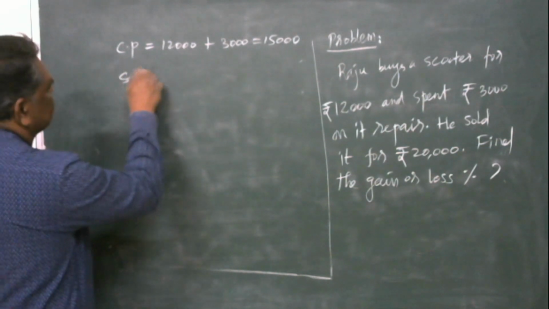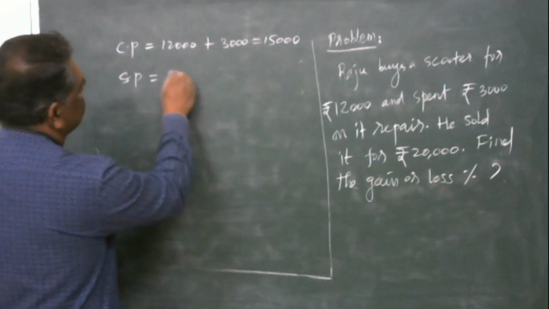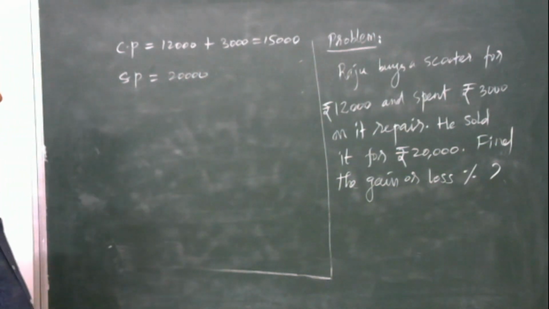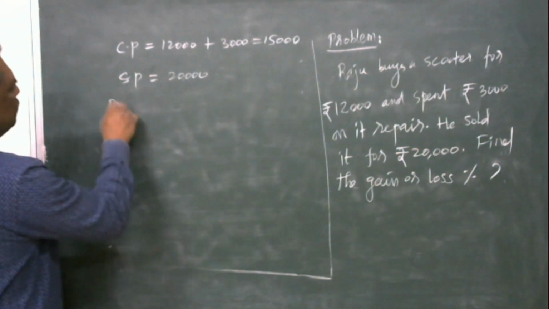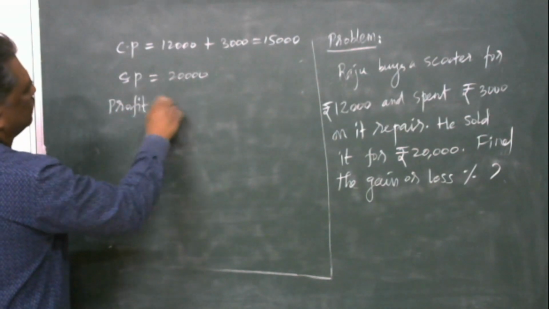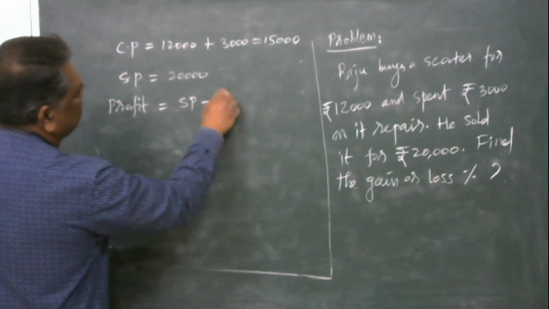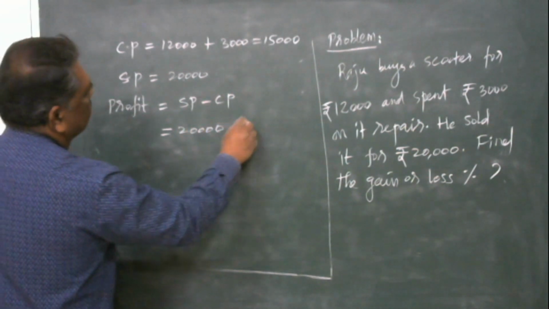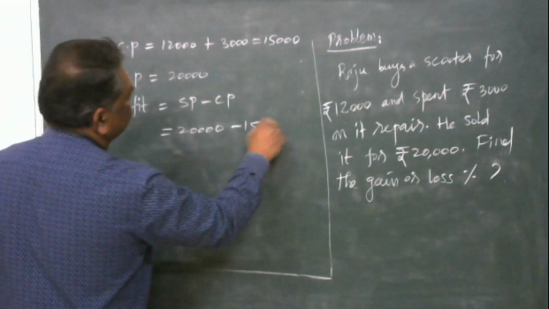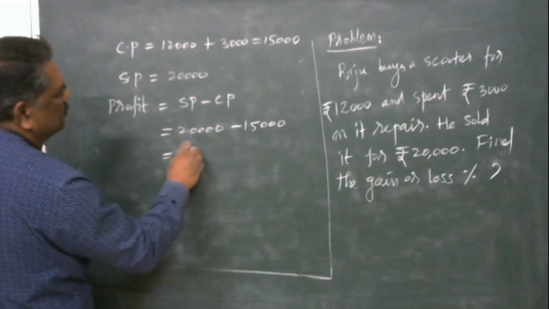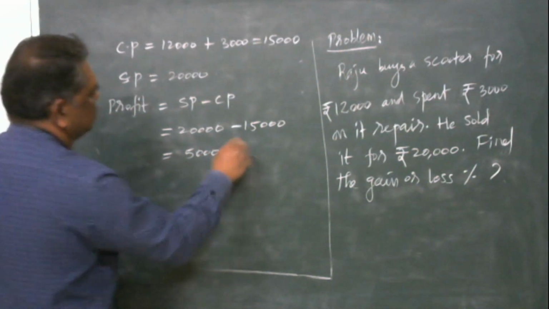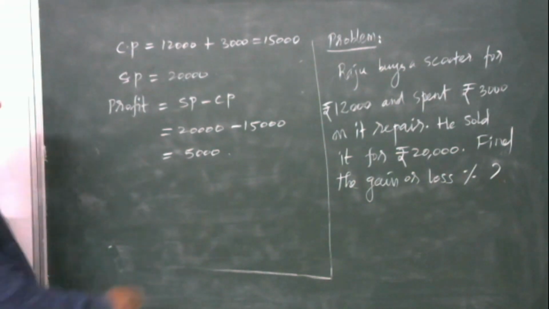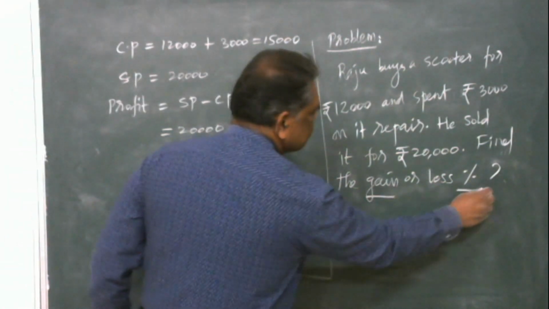Then selling price is 20,000. Certainly profit is there. So therefore profit is equal to selling price minus cost price. Selling price is 20,000 minus cost price is 15,000. So 5,000 profit. Profit is 5,000, but we need to find the gain percentage.